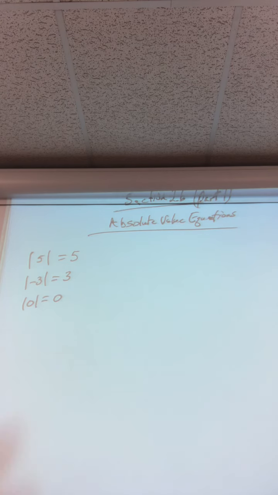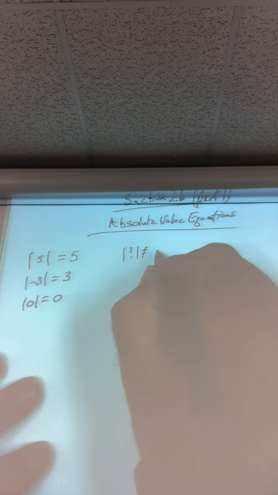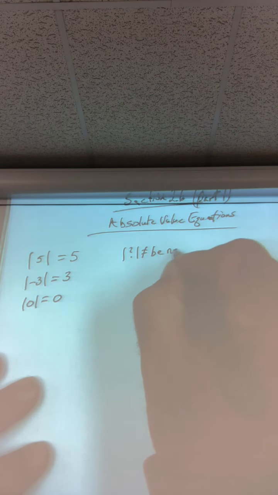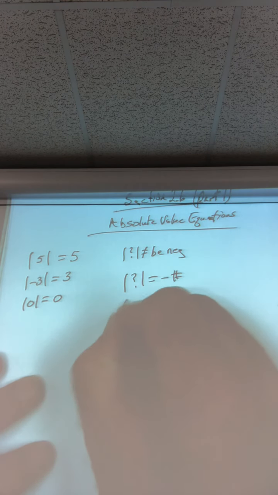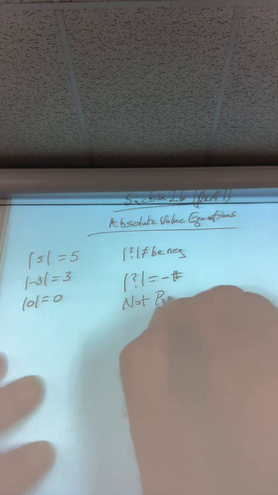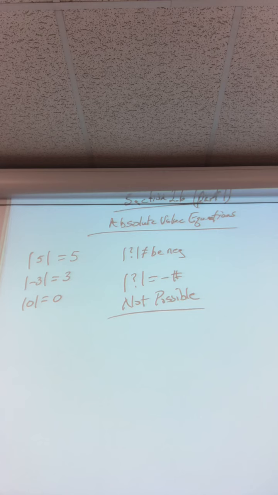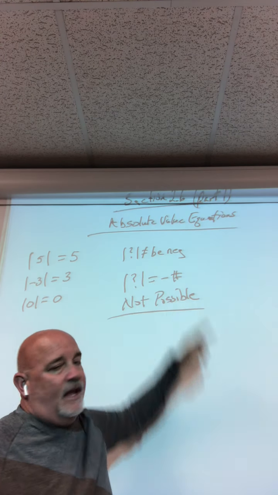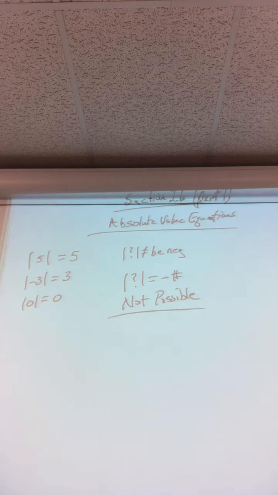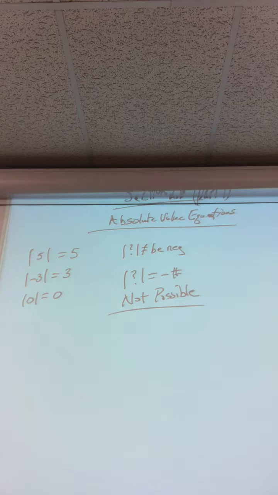Now, whenever you take the absolute value of something, it can never be negative. So this is not possible. The reason is, by definition, absolute value represents distance, and distance can never be negative. The absolute value of a number can be 0, and it can be positive, but it can never be negative.